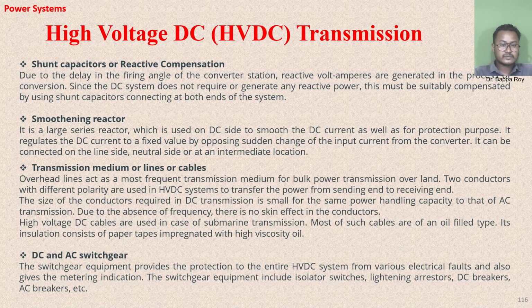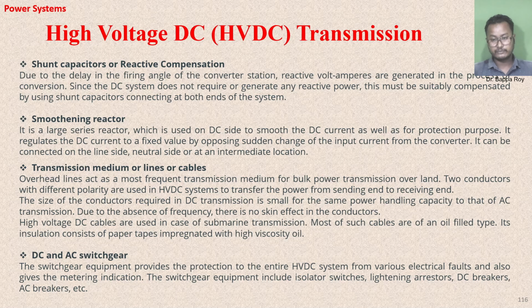Transmission medium, or transmission lines or cables. What a transmission line is, or the DC transmission line, we have discussed everything. DC and AC switchgears are there. Okay, these are the components of HVDC. The switchgear equipment provides protection to the entire HVDC system from various electrical faults, and also gives the metering indications.